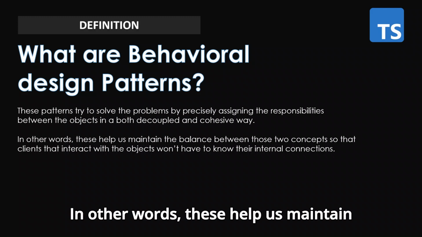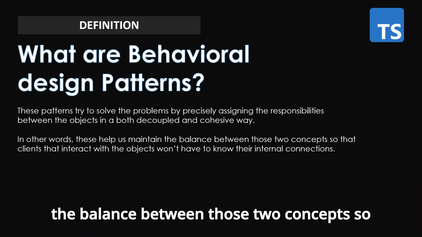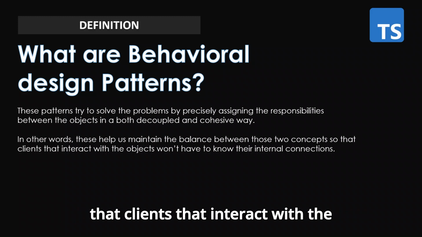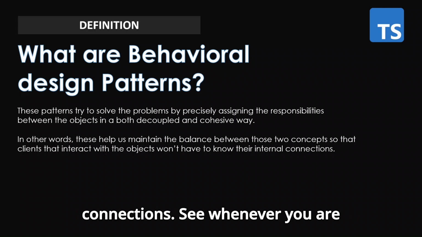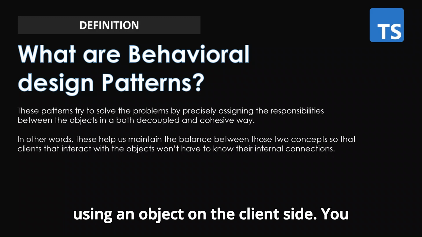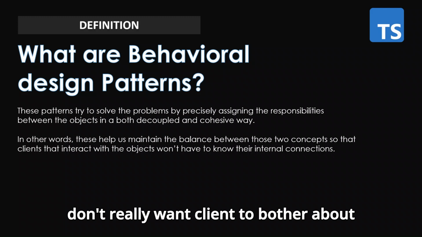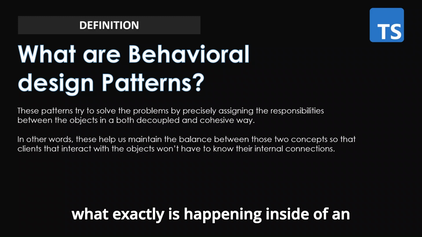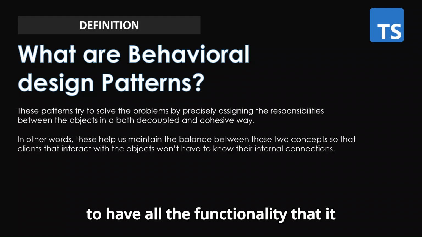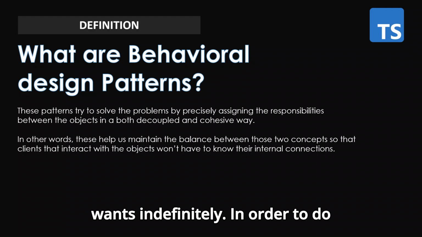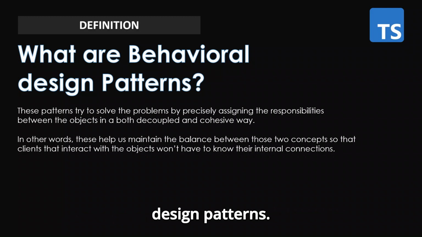So in this way, you are assigning the responsibility between the objects. In other words, these patterns help us maintain the balance between those two concepts so that clients that interact with the objects won't have to know their internal connections. Whenever you are using an object on the client side, you don't really want the client to bother about what exactly is happening inside of an object. You just want it to have all the functionality that it wants, and in order to do that you implement the behavioral design patterns.